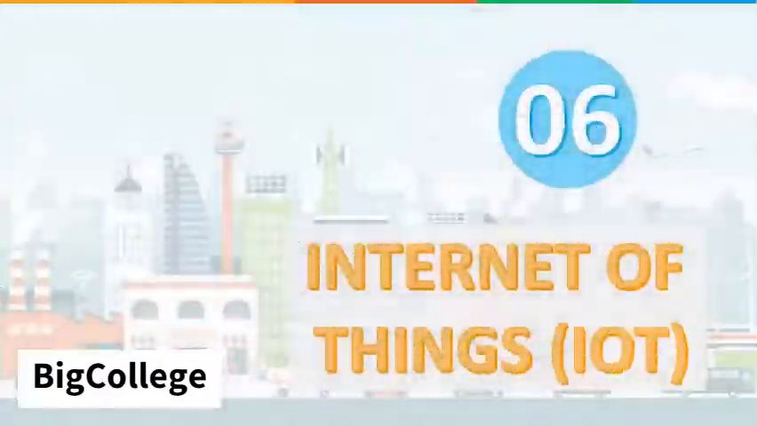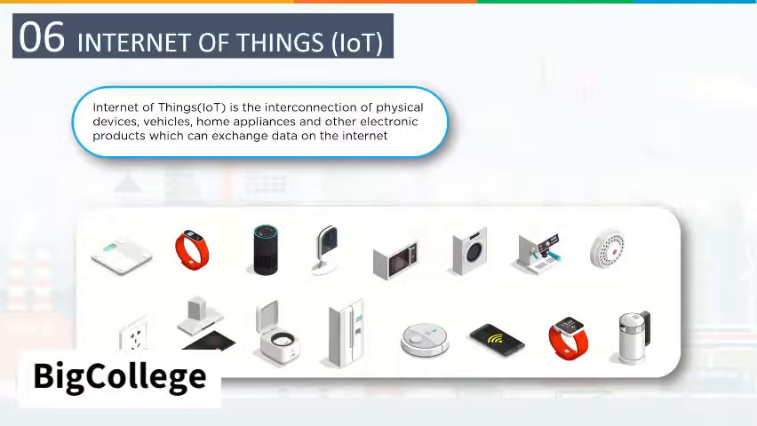Next, we have the Internet of Things. Now, the Internet of Things involves connecting physical devices, vehicles, home appliances, and other electronic products and enabling them to share information among each other or the device and the company that provides it. So, most of it is aimed to improve your quality of life.